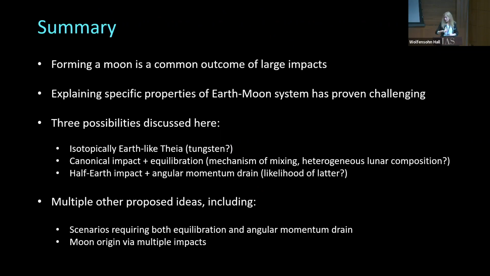We now know that most of these big low velocity impacts that you need to accrete an Earth-sized planet to begin with, we think, will also have made disks. So we expect that planets probably had transient moons as they were forming. However, the specific properties of the Earth-Moon have proven to be extremely challenging to explain.